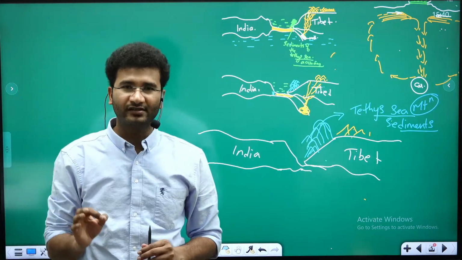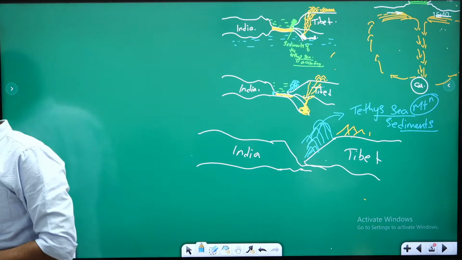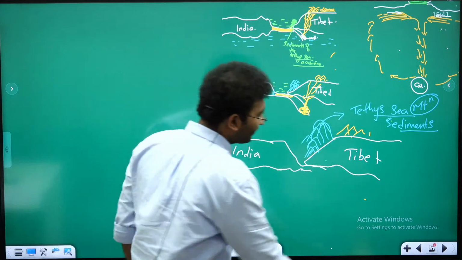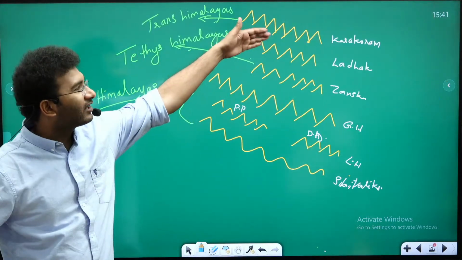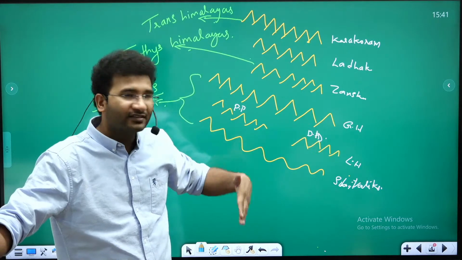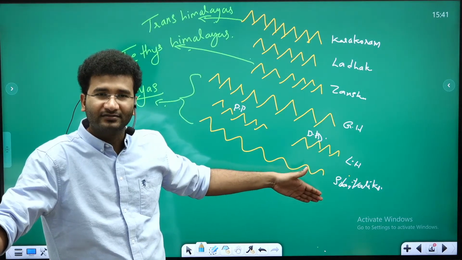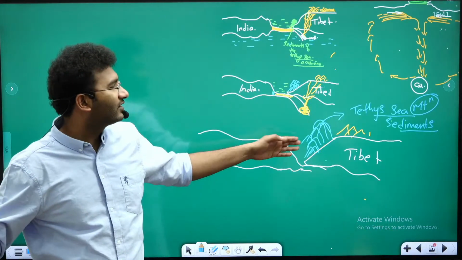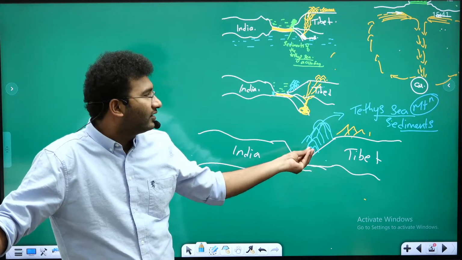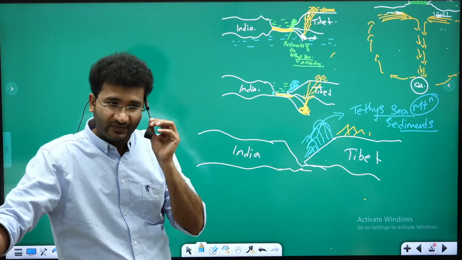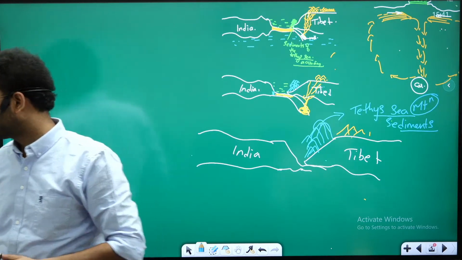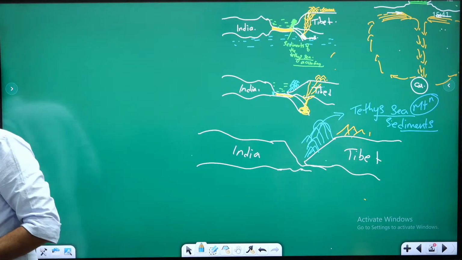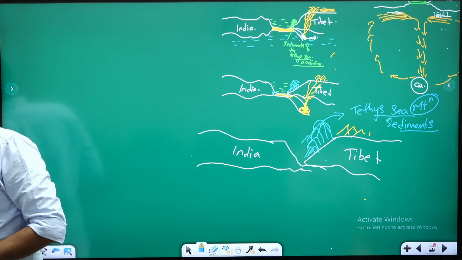Can you name that mountain? I'll be waiting for around 10 to 15 seconds. If you know the name, please mention the name of these mountains. In the previous slide I told you there is Karakoram, Ladakh, Zanskar, Greater Himalayas, Lesser Himalayas and Shivaliks. But out of all these Himalayas, what mountains are these Tethys Sea sediments? Is it Karakoram? Is it Ladakh? Is it Zanskar? Is it Greater Himalayas or Lesser Himalayas? What are they?